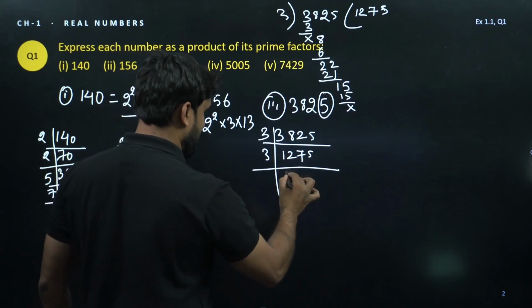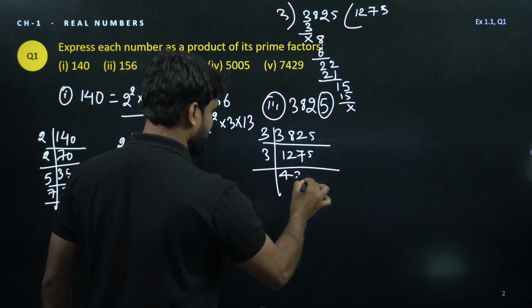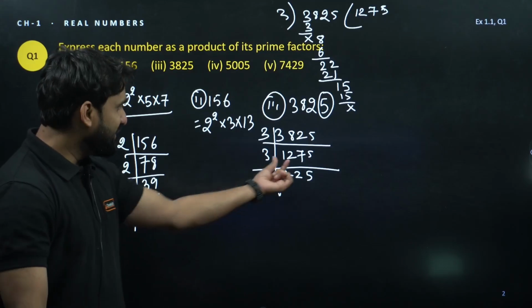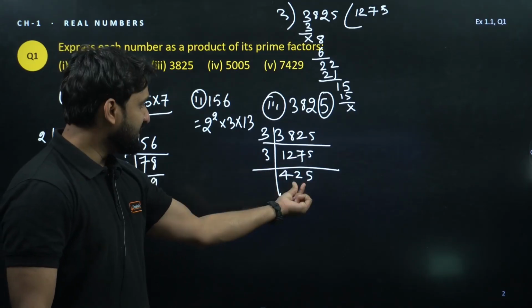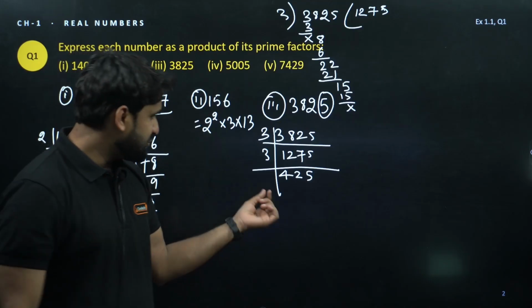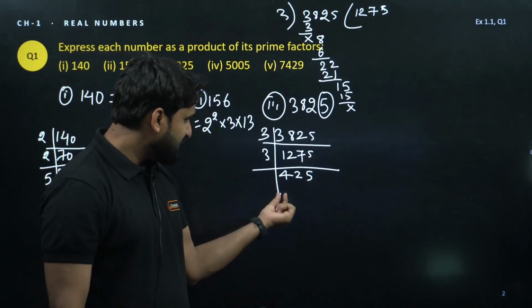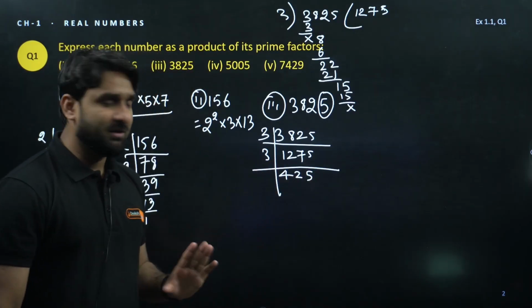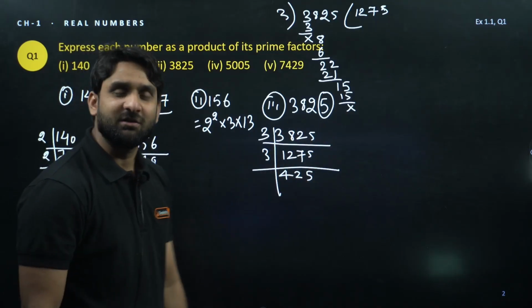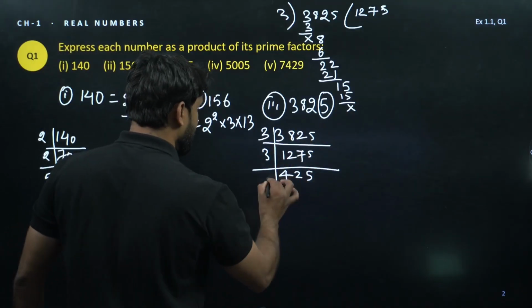3 4s are 12, 3 2s are 6, and oh my god, again 3 5s are 15. We are getting 1 as remainder. Now check for 3 again. 3 1s are 3, 3 4s are 12, and 5 can't be divided by 3. So that's it. Now we can check for 5.